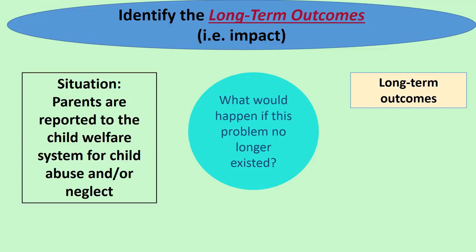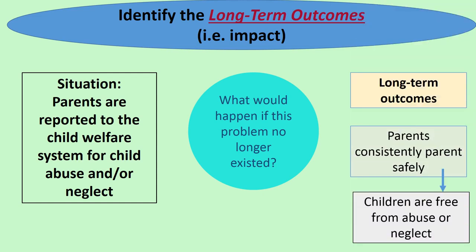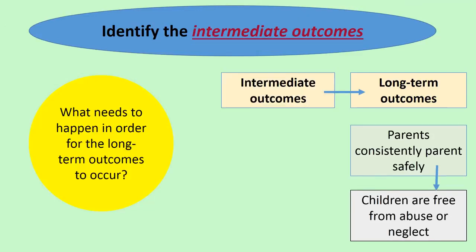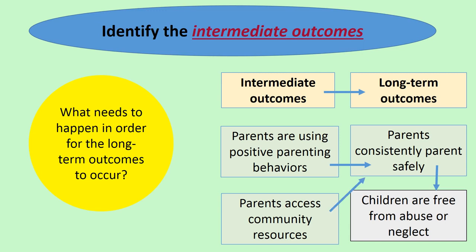If our problem is parents being reported to the child welfare system for child abuse, then if this problem no longer existed, parents would consistently parent safely, and children would be free from abuse or neglect. These are the long-term outcomes in this logic model. Next, we can identify the intermediate outcomes. These are the outcomes that need to happen in order for the long-term outcomes to occur. Intermediate outcomes reflect changes in behavior, skills, or abilities. For example, in this logic model, if long-term outcomes are achieved, then parents need to first be using positive parenting behaviors and accessing community resources for ongoing support.